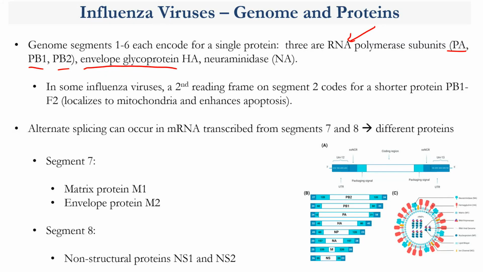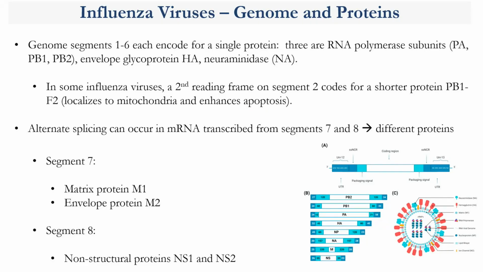Now, in some influenza viruses, there's a second reading frame on segment 2. This second reading frame encodes a shorter protein, which is called PB1-F2. This actually localizes to mitochondria, okay? And it can enhance the apoptosis of the cell. So remember, apoptosis does involve mitochondria. So this protein can trigger or enhance apoptosis in these cells.